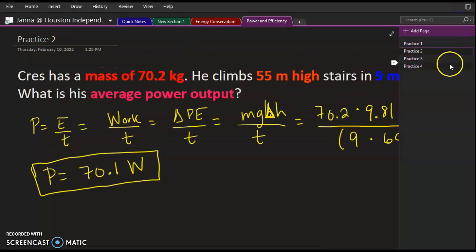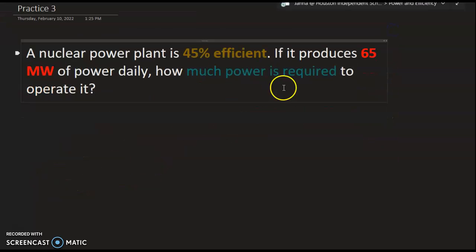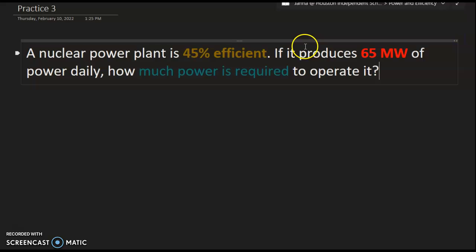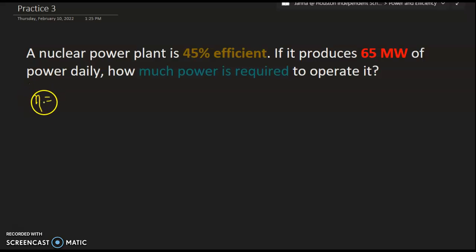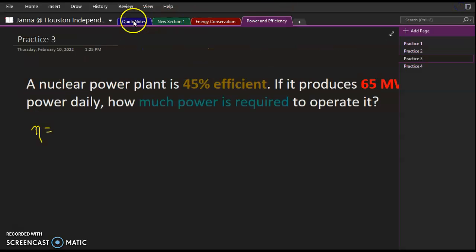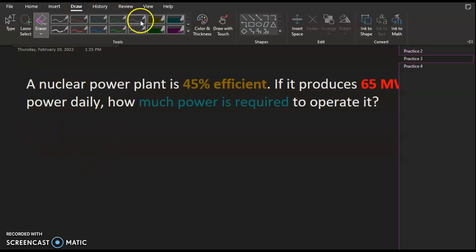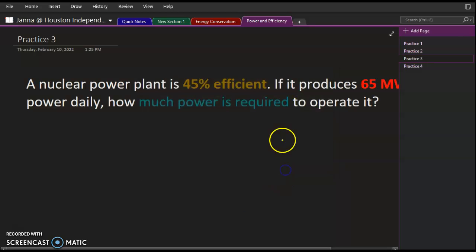Next question, practice 3. A nuclear power plant is 45% efficient. If it produces 65 megawatts of power daily, how much power is required to operate it? Remember, or actually you weren't here, so the equation for efficiency, this weird looking symbol that I poorly drew, and I'm going to draw it again, is the symbol eta. It's typically used for efficiency, and I'm going to use it in this class as well. So it looks like an N with a long tail. Eta, the Greek letter eta.